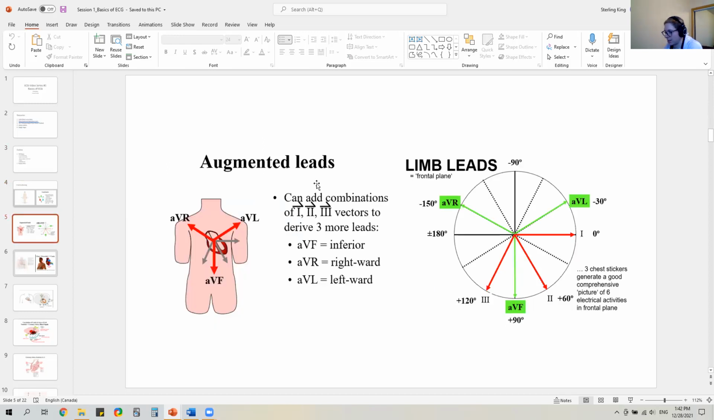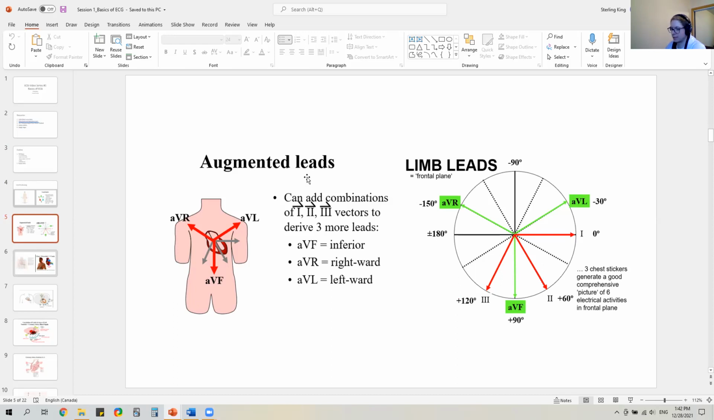Next slide, I'll summarize that again. So we're going to start over here. If you look at the red line, lead 1 is going to the left, lead 2 is going to the bottom left at 60, and lead 3 is going to the bottom right at 120. 0 is straight to the left.